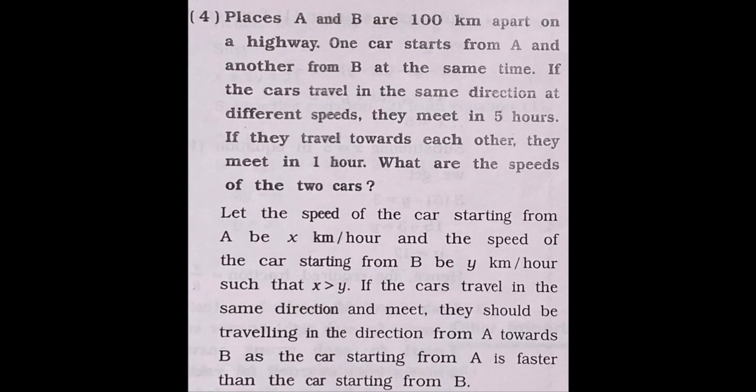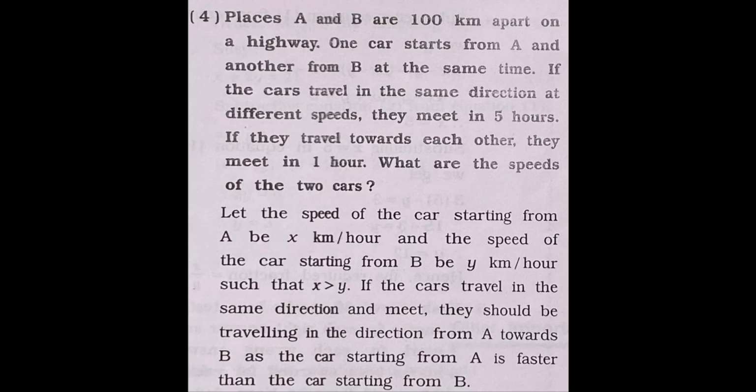Next question. Places A and B are 100 km apart on a highway. One car starts from A and another car from B at the same time. If the cars travel in the same direction at different speeds, they meet in 5 hours. If they travel towards each other, they meet in 1 hour. What are the speeds of the two cars? So here we have to find the speed of both the cars.